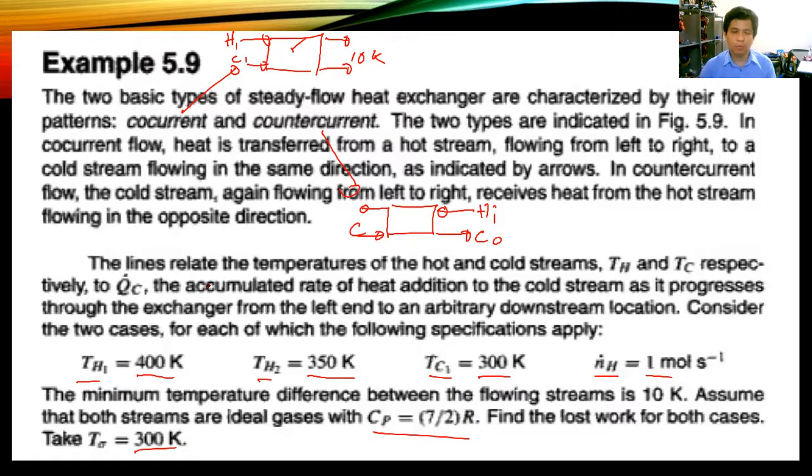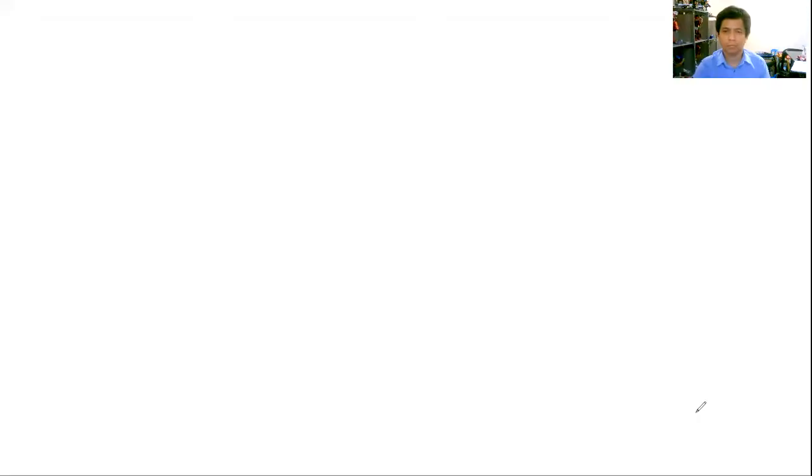Okay, so probably I'm going to share a whiteboard para mas malaking masusulatan natin kasi relatively medyo mahaba yung solution. So let's start with the parallel, let's start with the co-current. Co-current heat exchanger.